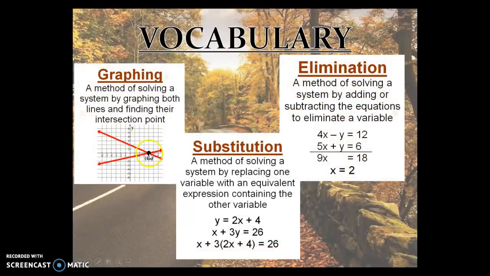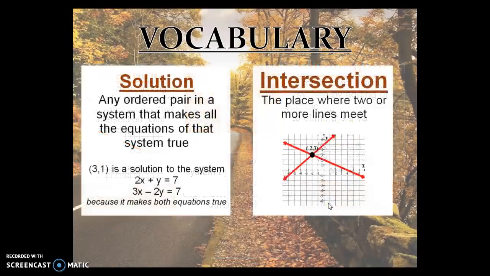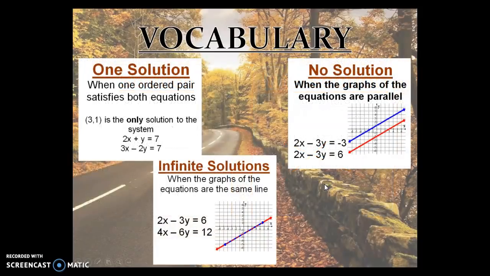Graphing, you can solve it by graphing, seeing where they cross. You can solve it by substitution, substituting things. You can solve it by elimination, eliminating things. A solution is where they cross, or the x and y that makes these two statements true. Intersection, that's where they cross. One solution means they only cross once. Infinite solutions mean they cross an infinite amount of times. No solutions means they never ever cross at all, and these lines are what? Parallel.